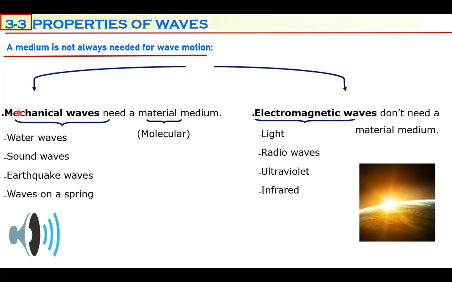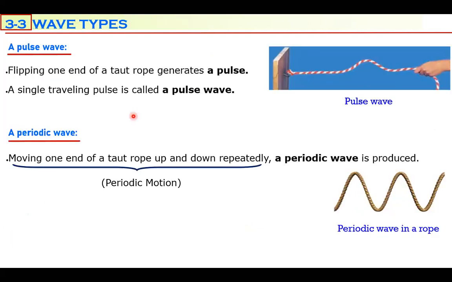They need a medium to travel. So no medium, no mechanical wave. No water, no water waves. No air, no sound. Of course, no spring, no wave on the spring. So then we classify the waves into two groups according to where they travel: mechanical waves and electromagnetic waves. And then we will now define the types of waves.